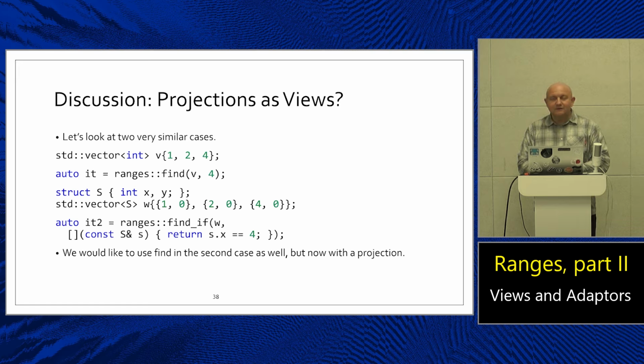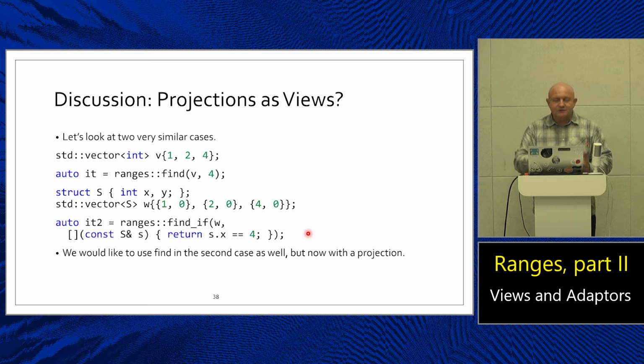In the first case, we have a vector of integers, vector v, and we use ranges find to search for a value. Nothing unusual here. In the second case, the situation is almost the same, except now we have a vector of structures. We still want to find the element with value 4, but this time it's stored inside a field. So instead of comparing elements directly, we compare a projection of each element, and conceptually, these two cases are extremely similar.